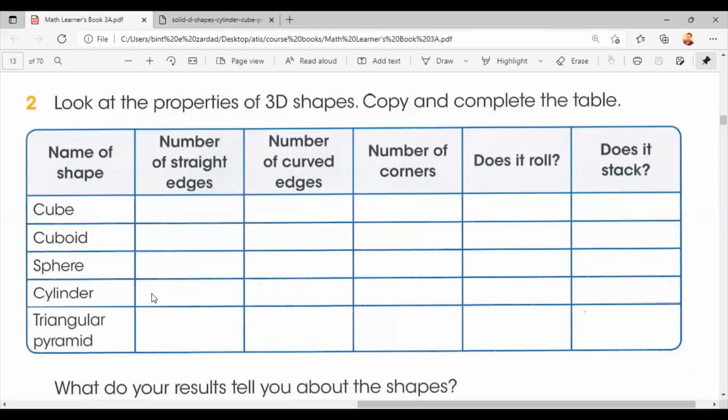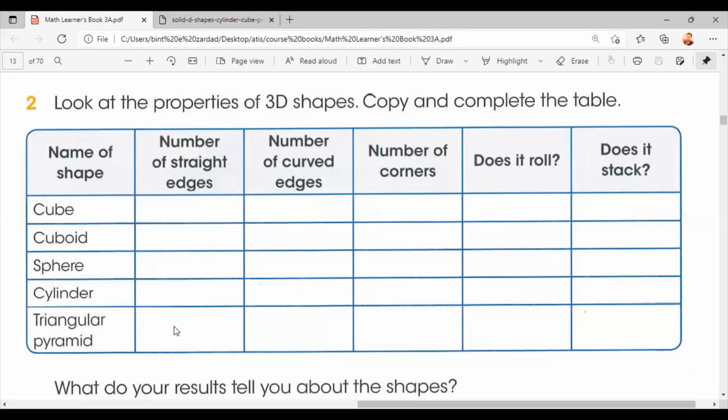What about cylinder? Number of straight edges? No, there is no straight edge, 0. And number of curved edges? Yeah, it has 2. And what about number of corners? 0. Does it roll? Yeah, cylinder rolls from the sides. So it is a roll shape. Does it stick? You can say no, but on the base, you can say it is a stick shape.